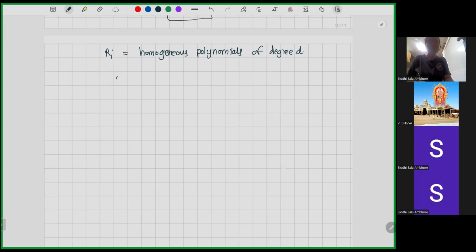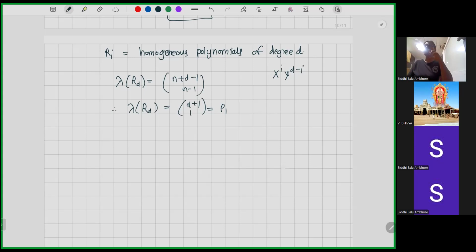Ri is actually this (n+d-1 choose n-1). So therefore this lambda of Rd is just d plus 1, which is actually P1. Okay, because here the elements are of this form, right? Xi in d, and it has only d plus 1 possibilities. So this is d plus 1. I hope this is clear. So therefore, this is P1. Okay, this is my P1 from here.